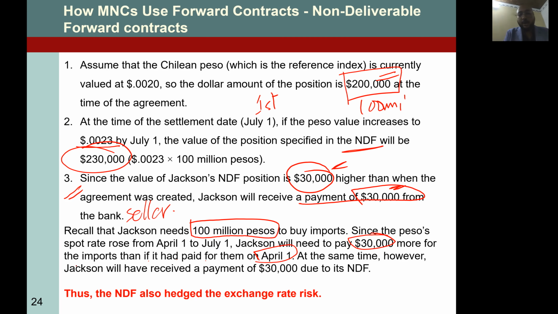At the same time, however, Jackson will receive a payment of 30,000 due to the NDF. So Jackson will go to the market, purchase 100 million Chilean pesos, and the extra 30,000 he will receive from the position of the contract, and you can hedge your exchange rate risk. So you don't have to pay $30,000 from your own pocket. The $30,000 is coming from the seller, so your initial budget is not disturbed. All right, guys, you understand?